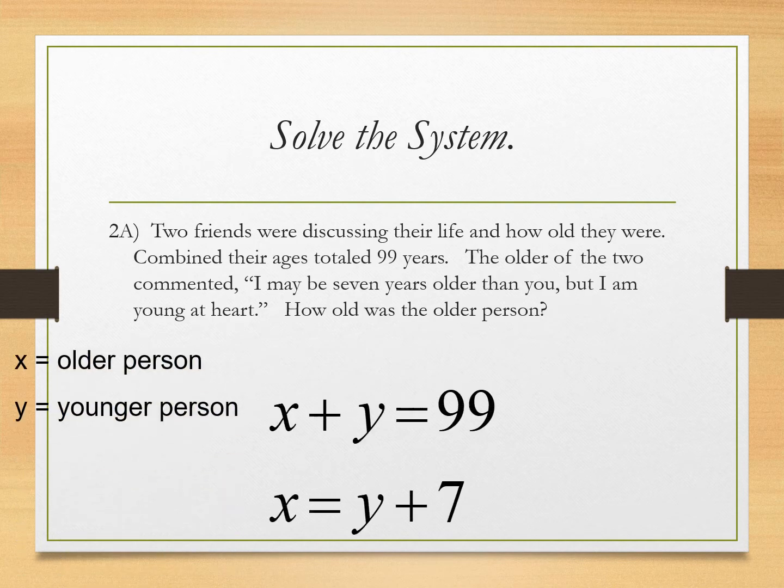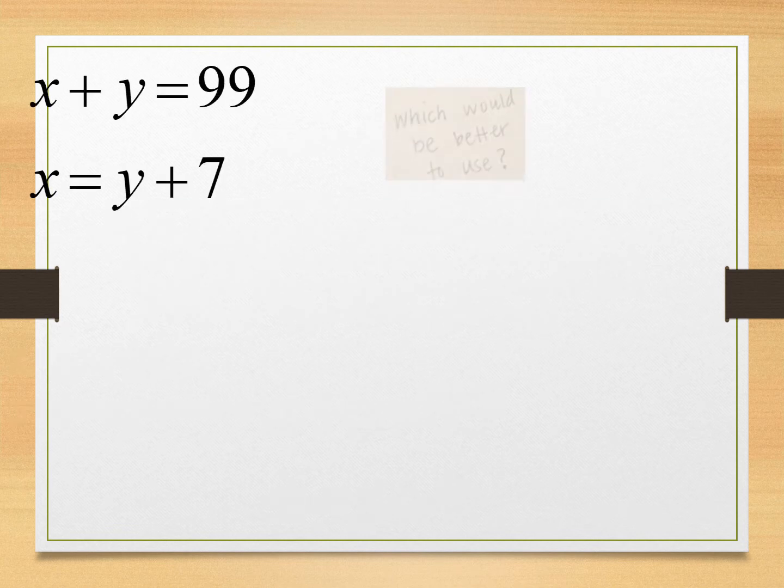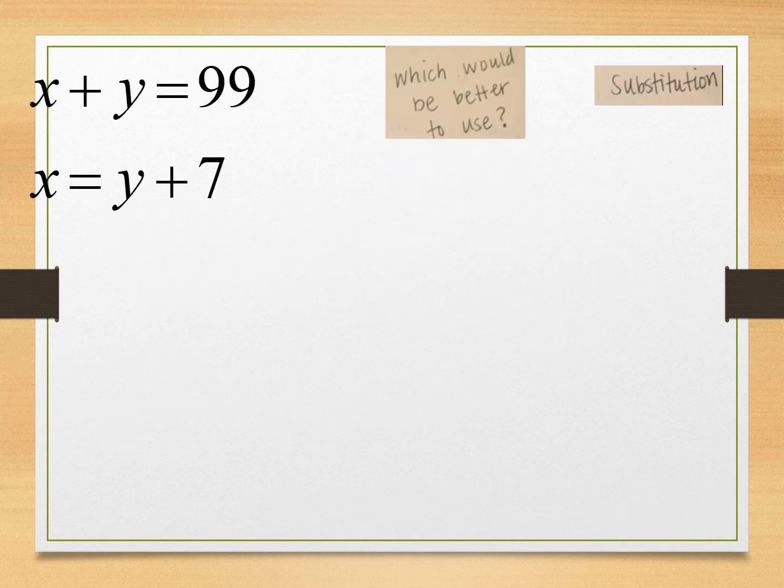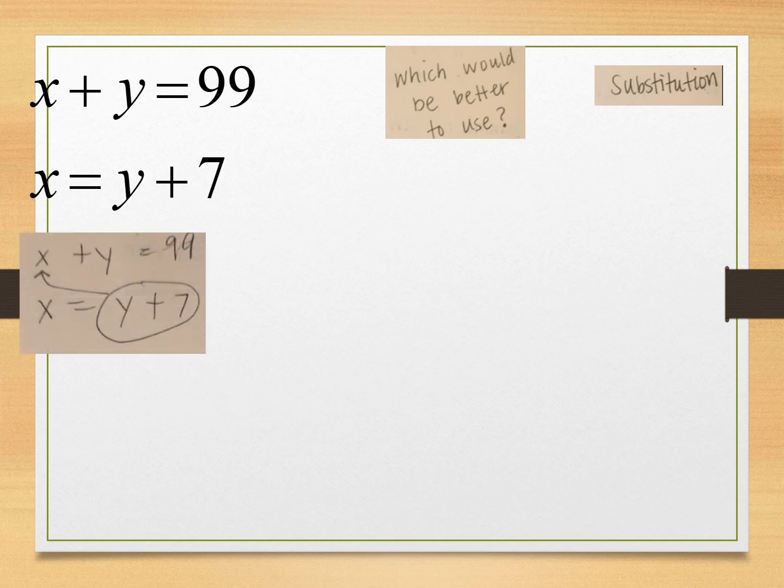So when we get to our system, clearly one is easier to use than the other. So substitution would be easier to use because I have x solved already, like x equals y plus 7. So you can just plug that in.